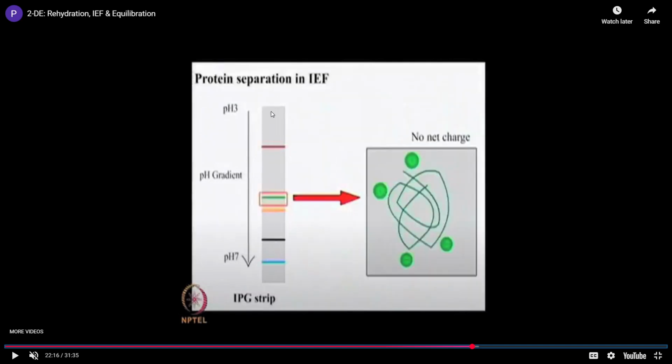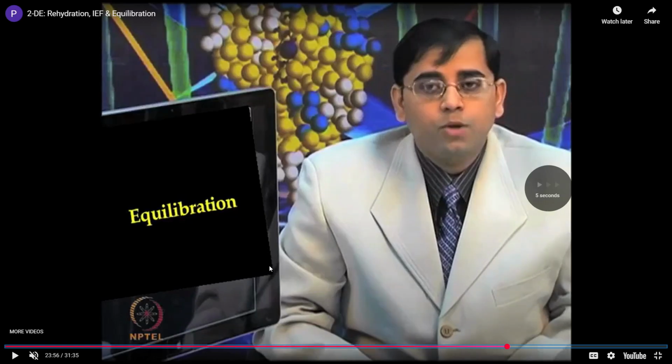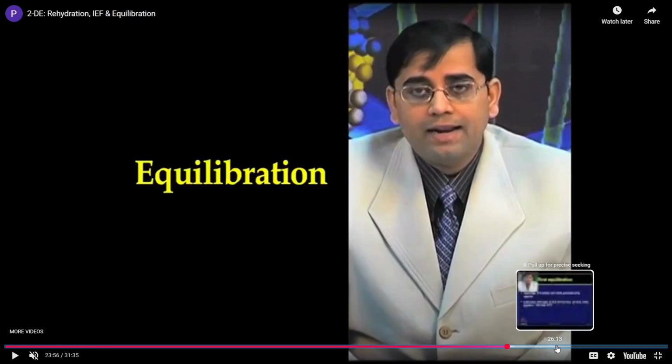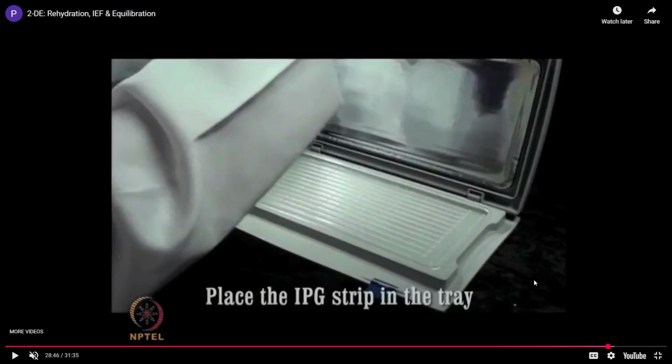So your sample was loaded, then it will run, and the proteins will stop moving wherever their isoelectric point is, whereas the proteins which continue to move will try to find their isoelectric point and stop moving there. That's how isoelectric focusing happens. Once the sample is run, you will equilibrate the strip with DTT, and this is how the equilibration happens.